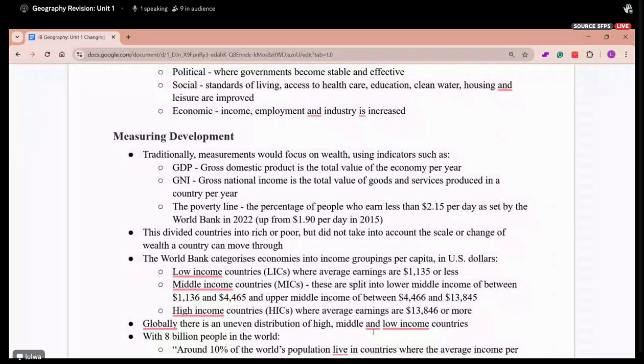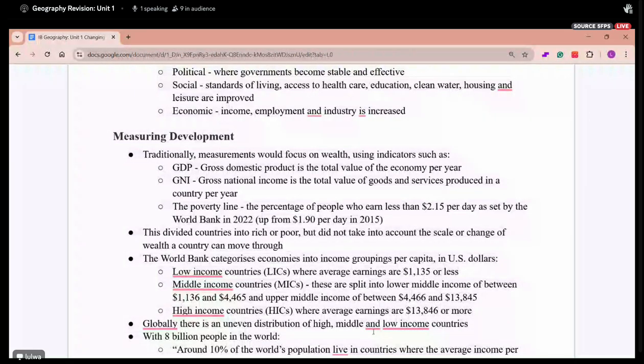GDP is the gross domestic product, which is the total value of the economy in a country per year. The GNI is the gross national income. It's the total value of goods and services produced. And you have the poverty line, which is the percentage of people who earn less than 2.15 US dollars per day, as set by the World Bank in 2022.